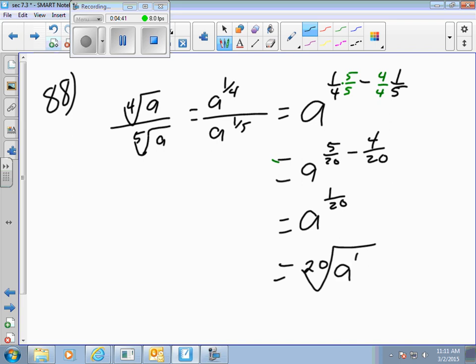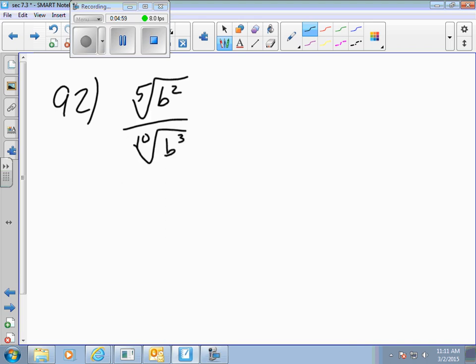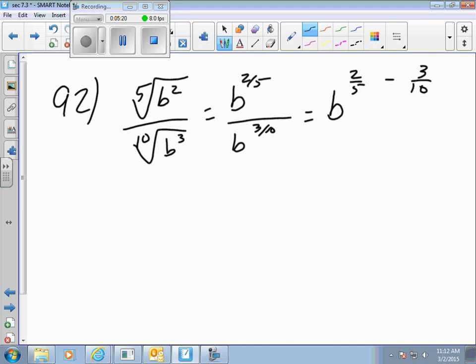The next one I'm going to do is number 92. 92 says the fifth root of b squared over the 10th root of b cubed. Again, we're going to want to go with the rational exponent, so I'm going to rewrite it as 2/5 power on the top and 3/10 power on the bottom. When I divide, I subtract exponents, so I'm going to rewrite it as 2/5 minus 3/10 power.